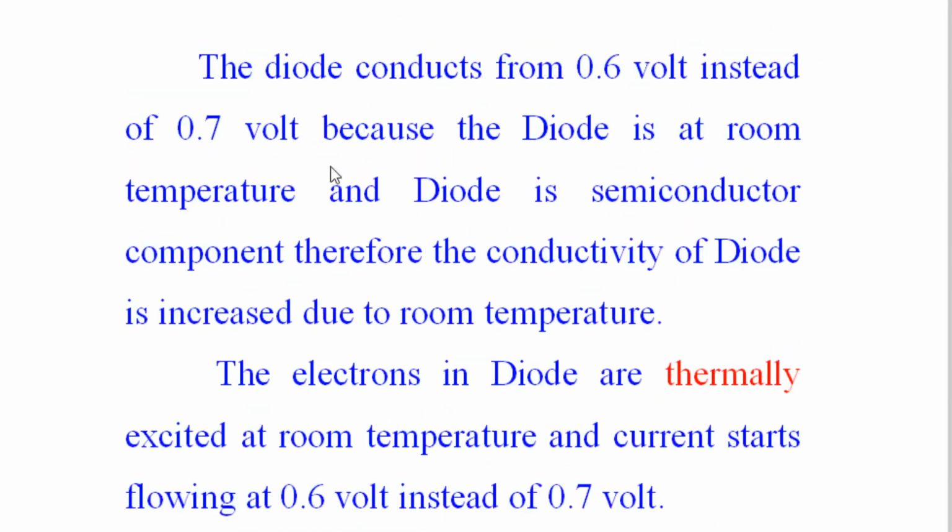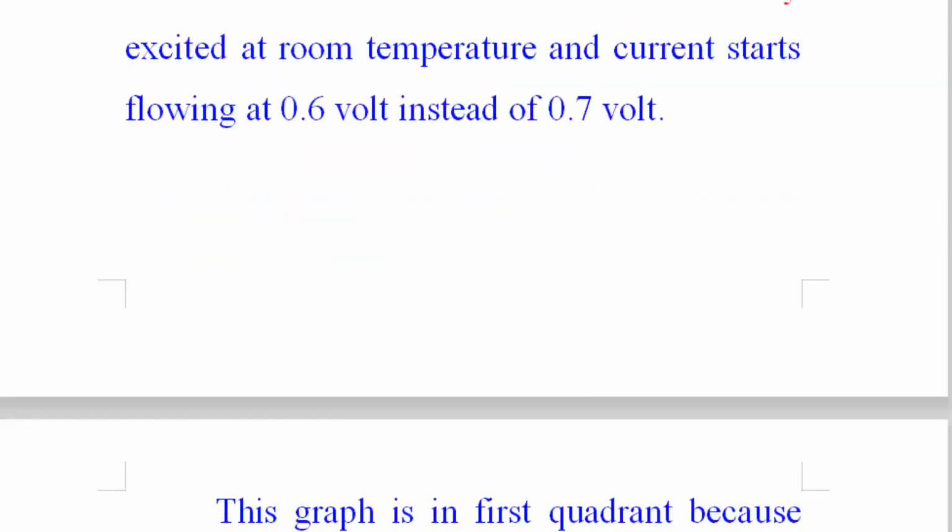So that is what is written here. The diode conducts from 0.6 volt instead of 0.7 volt because the diode is at room temperature and the diode is a semiconductor component. Therefore, the conductivity of the diode is increased due to room temperature. The electrons in the diode are thermally excited at room temperature and current starts flowing at 0.6 volt instead of 0.7 volt. So this is the support for this semiconductor: thermal excitation of the electrons takes place at room temperature.